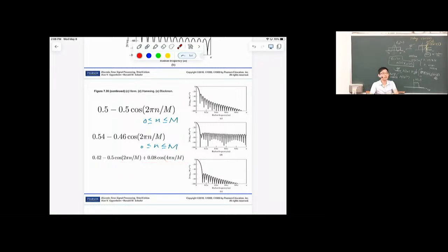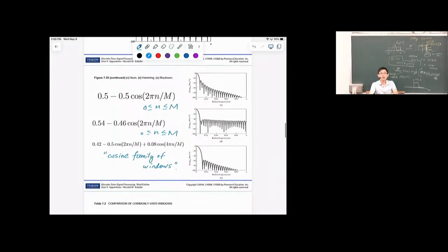Sometimes these windows are said to belong to the cosine family of windows, because the explicit expression has cosine. So they are called the cosine family. We have a family of 3 windows already, 3 of them in the time domain.